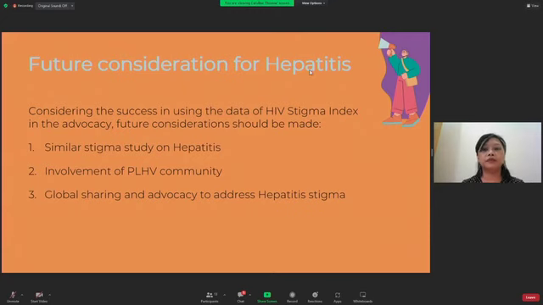since we don't have similar tools for hepatitis, probably in the future it could be considered for having similar stigma studies on hepatitis, and also involvement of the community of people living with hepatitis virus, maybe B and C. And it also has to be shared globally, and the results of the study have to be used for advocacy to address hepatitis-related stigma.